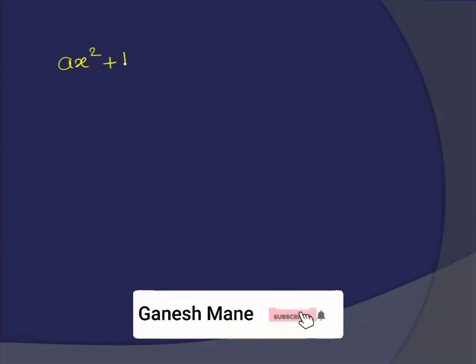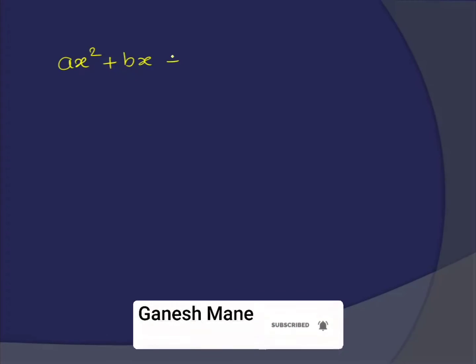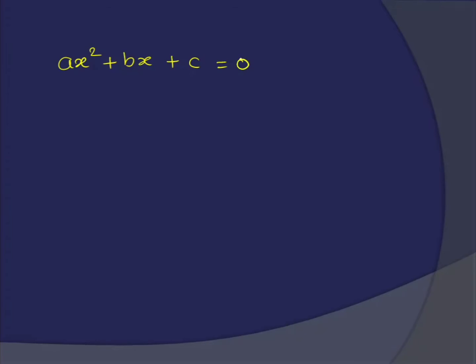So first of all, let us try to understand what is the quadratic equation. We have the general form of quadratic equation as ax square plus bx plus c is equal to 0. This is the quadratic equation in variable x and its degree is 2. That's why it is a quadratic equation where a, b and c are any real numbers. So this is the general form of a quadratic equation.